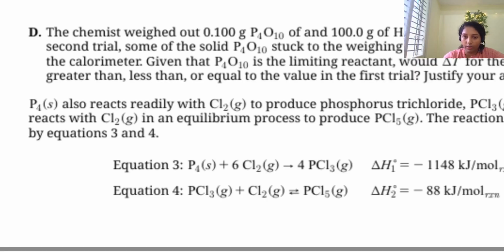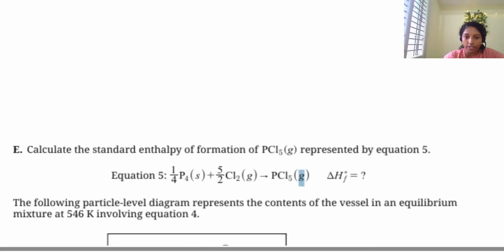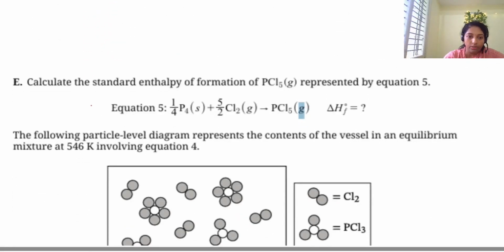Okay. I think it's based on Hess's law. So they were given a reaction. See the equations. A set of reactions is given, equation 3 and equation 4. And see equation 5. For this reaction, what is the delta H? The corresponding delta H is what? Same thing, Hess's law.